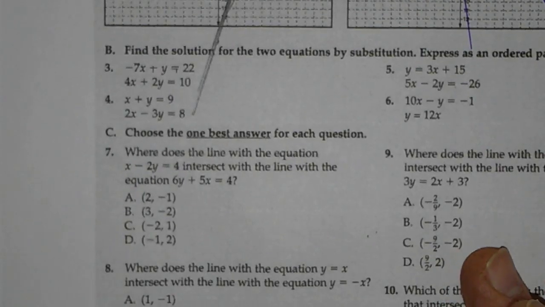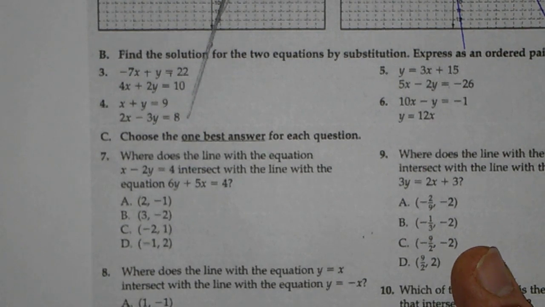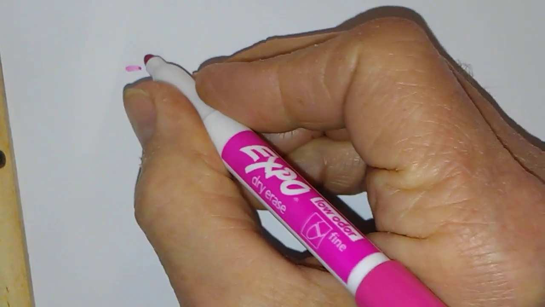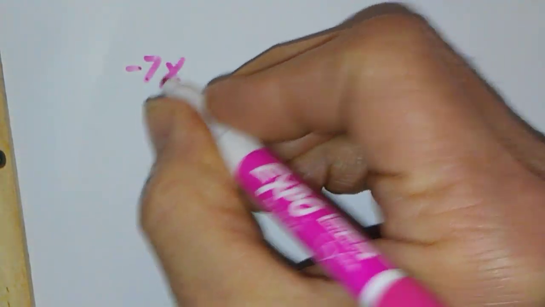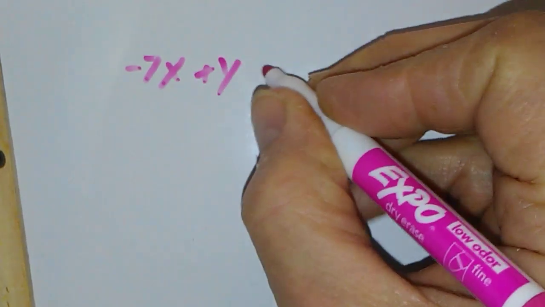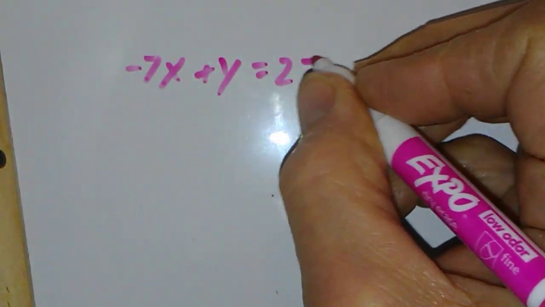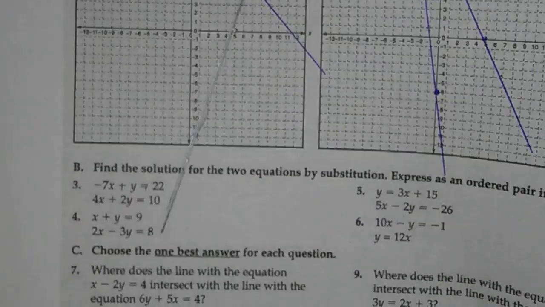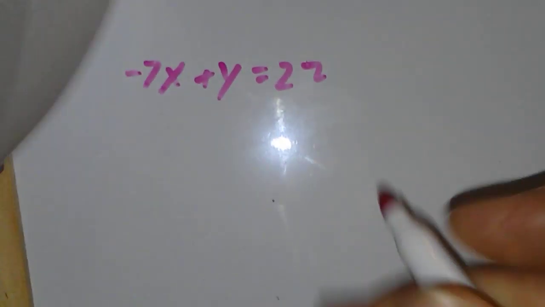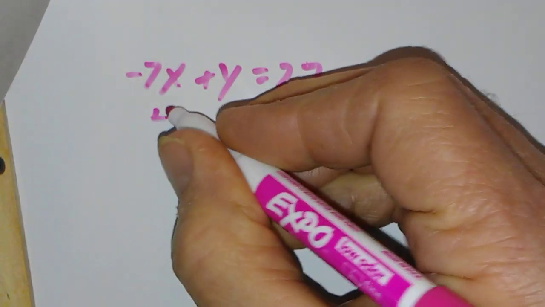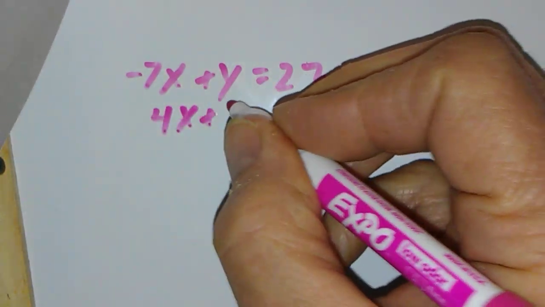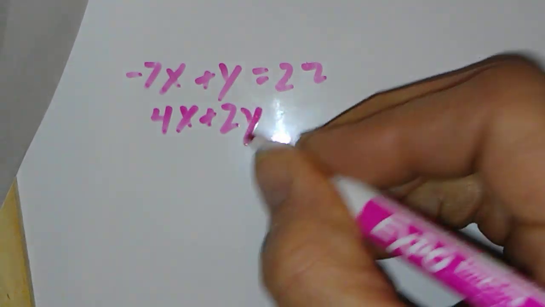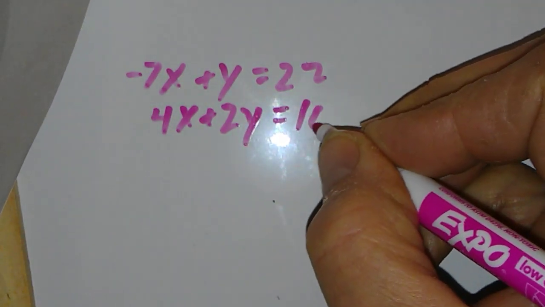So we've got negative 7x plus y equals 22. And what's the other one? 4x plus 2y equals 10.